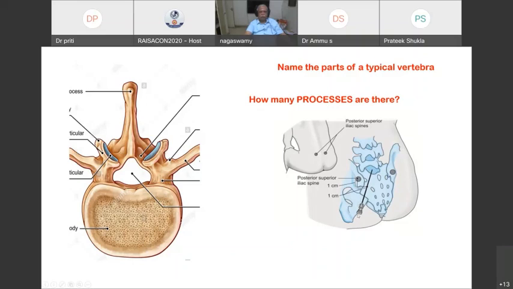What is this picture showing? This is an approach to the subarachnoid space. Normally, when you want to do an LP, you go between the L2, L3 or L3, L4 space. But here, where are you going? The spinal needle, where is it entering? What is this anatomy part? The entire thing.